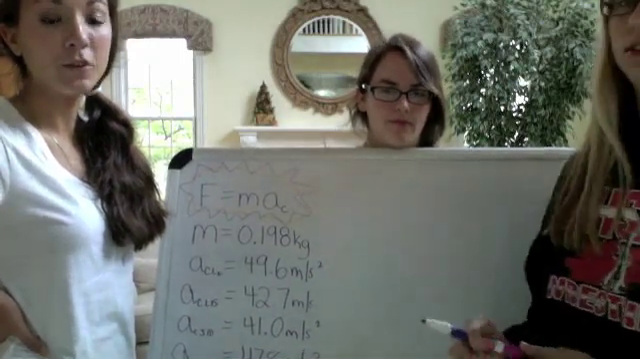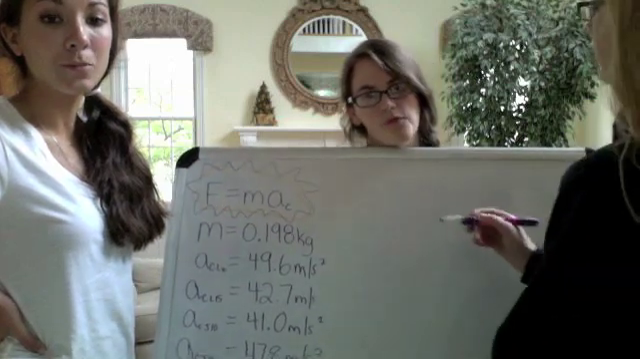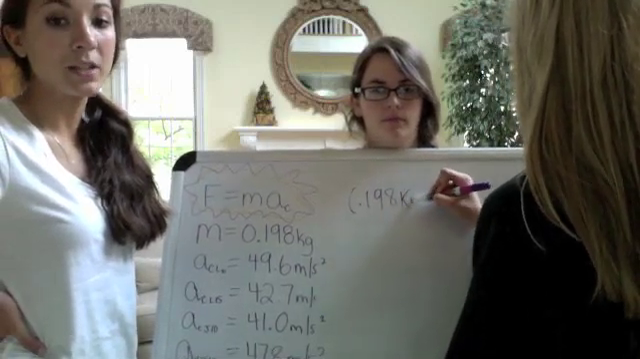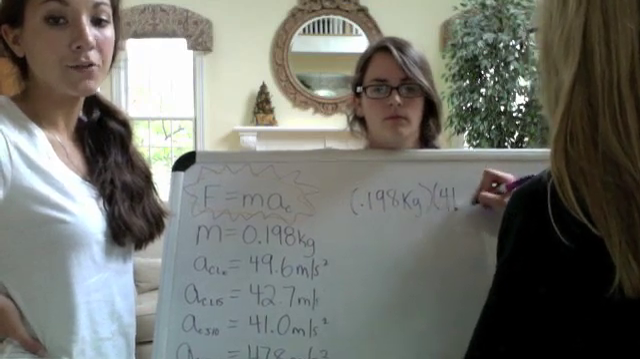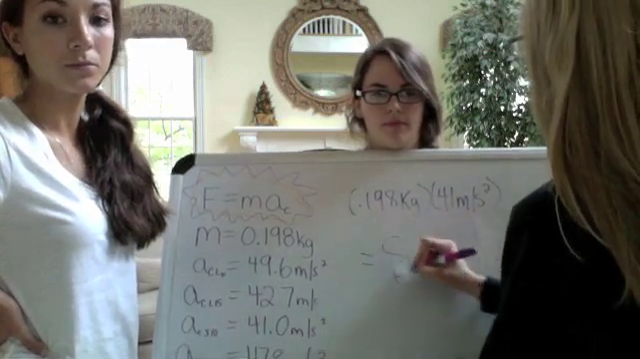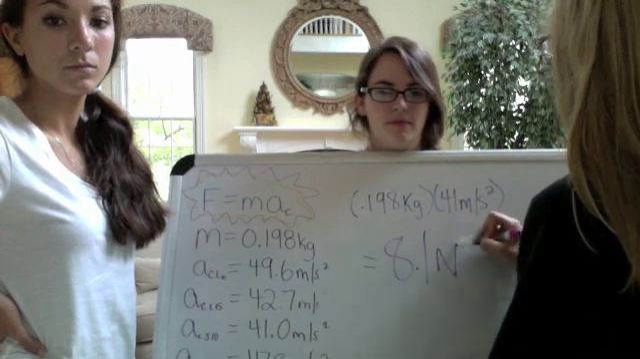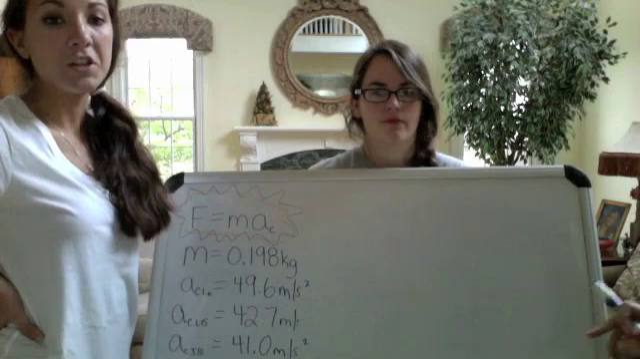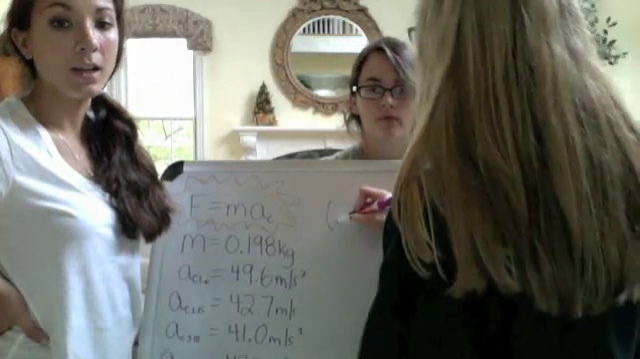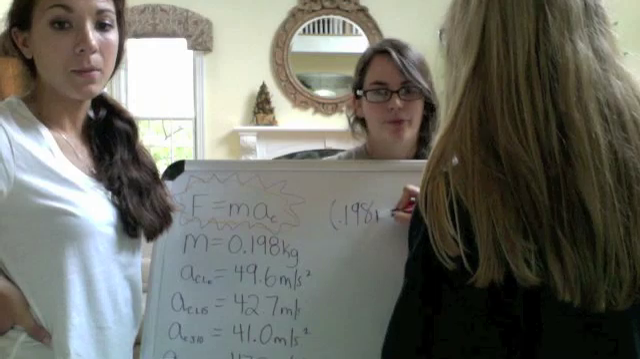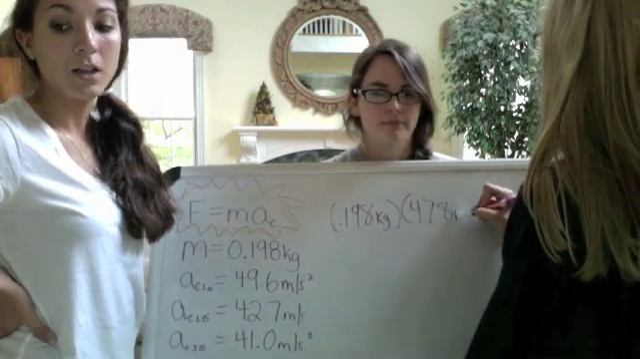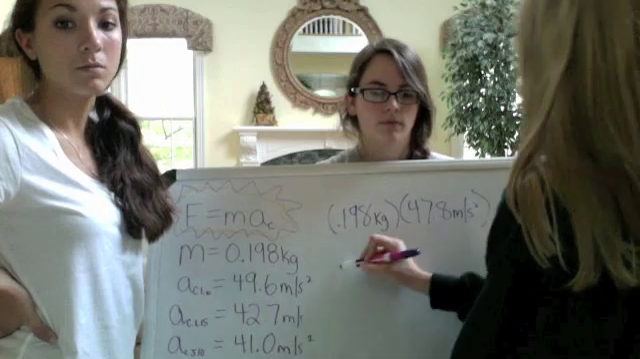To find Jackie's centripetal force for 10 seconds, you multiply 0.198 kilograms by 41 meters per second squared, and your force comes out to be 8.1 newtons. To find Jackie's centripetal force for 15 seconds, you multiply 0.198 kilograms by 47.8 meters per second squared, and it comes out to be 9.5 newtons.